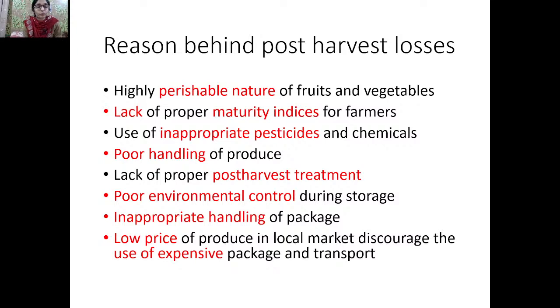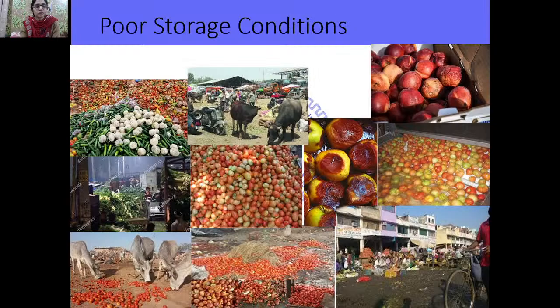Lack of post-harvest treatment. You don't know that when the produce is plucked from the tree कि वो climatic है, non climatic है, वो किस तरह का fruit है, तो उसको किस तरह की treatment जो है दी जानी चाहिए on the field to reduce the field heat. Then poor environmental control during storage, inappropriate handling of the packages, all these things are the reasons which lead to huge post-harvest losses.